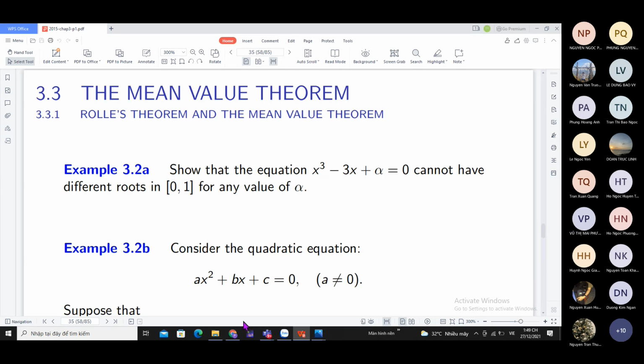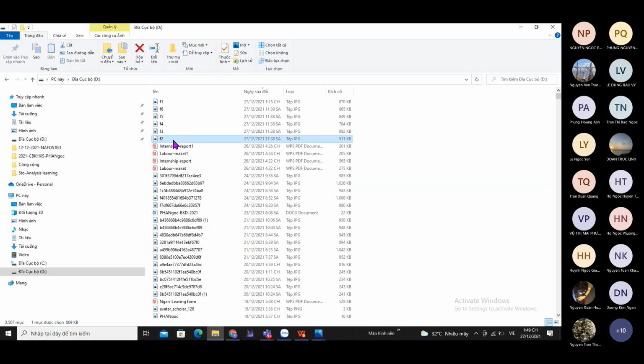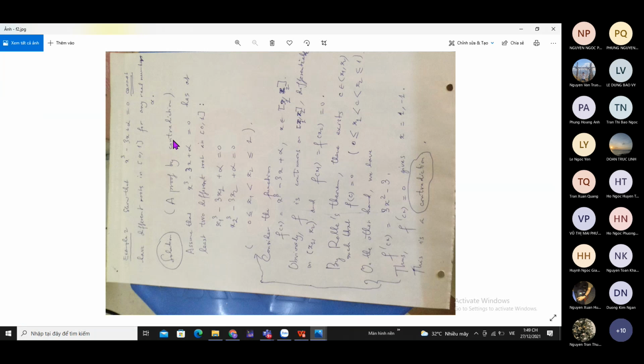All right. Okay, let me show everybody in the class my solution. And you see, it's very, very simple. It's really a simple solution. Now, let me share another slide.